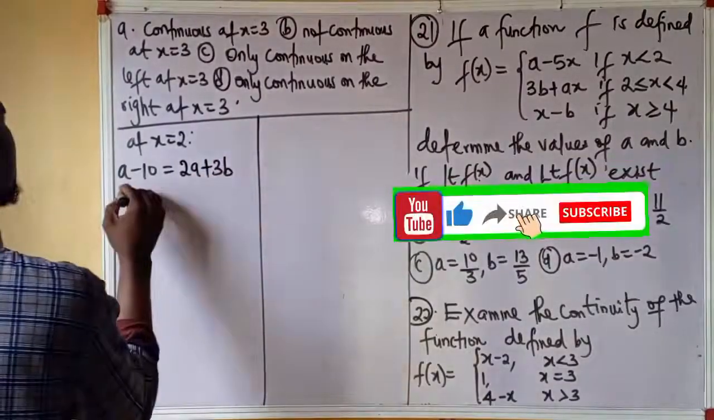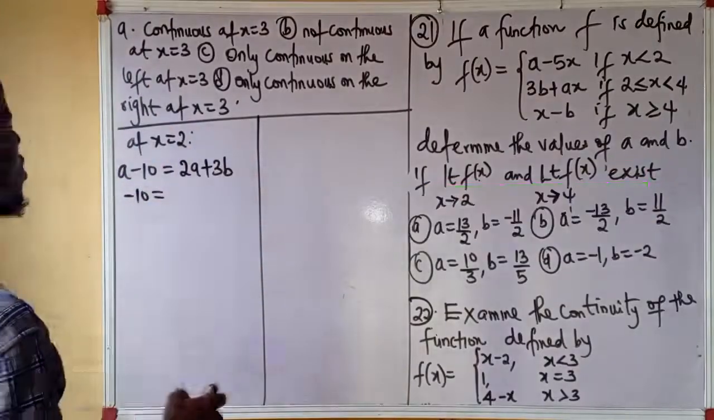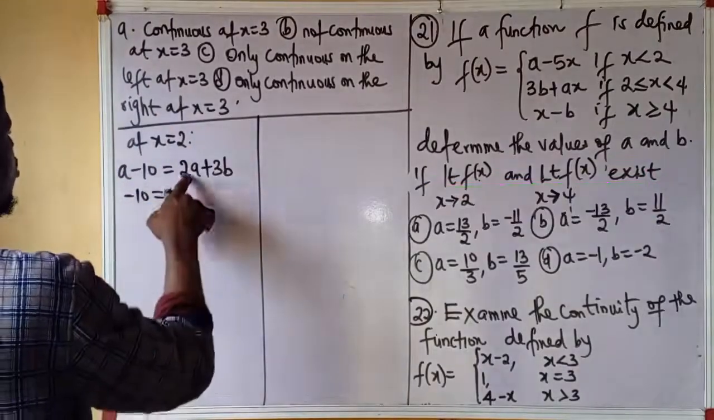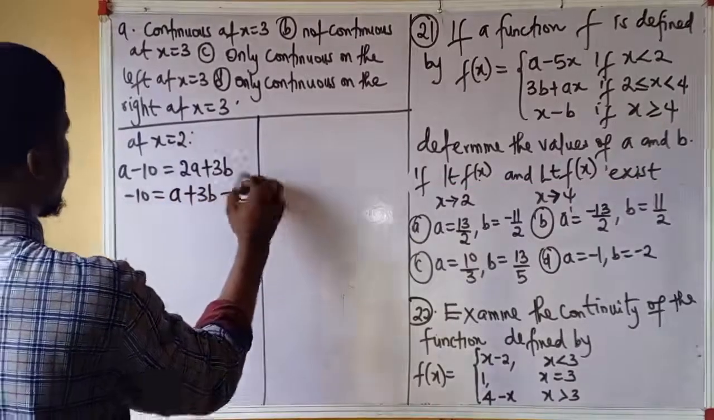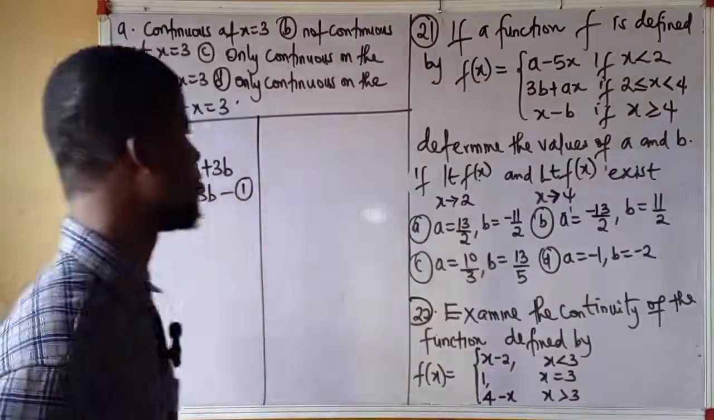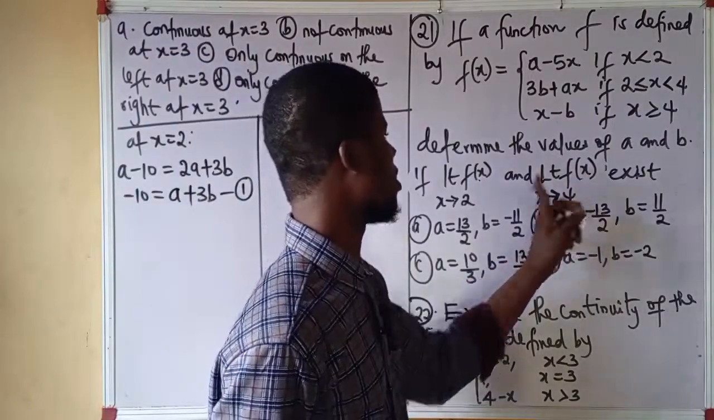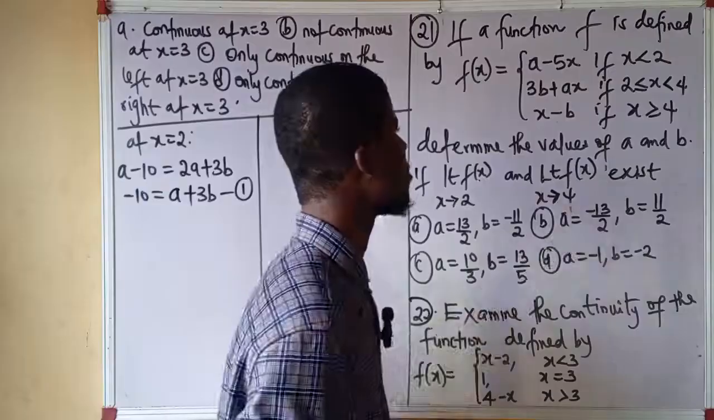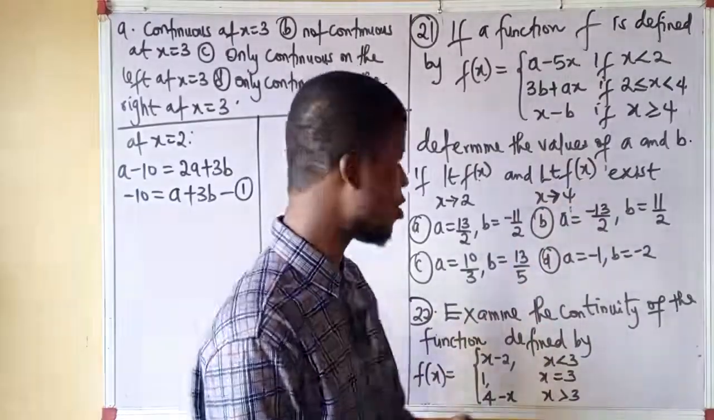Let me simplify this. Minus 10 will be equal to, if this a crosses, it turns to a minus. So we'll be having 2a minus a, which is a, plus 3b. Equation 1. And let's come to the next condition. The limit of the function as x approaches 4. So since it exists, it means that both the left-hand limit and right-hand limit are equal.